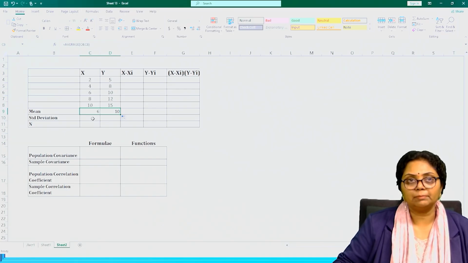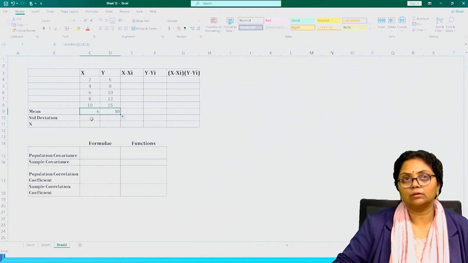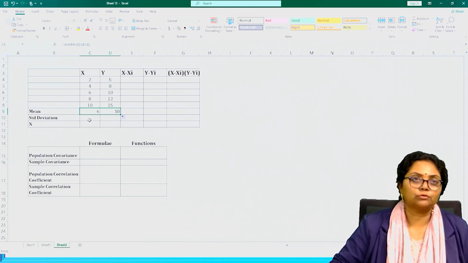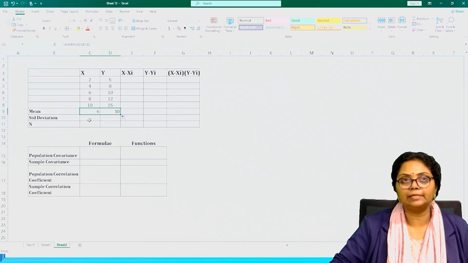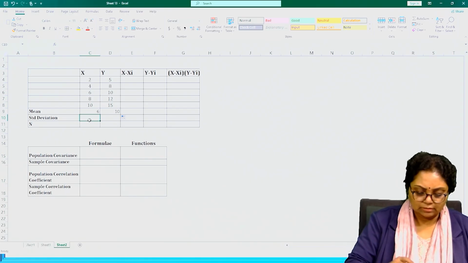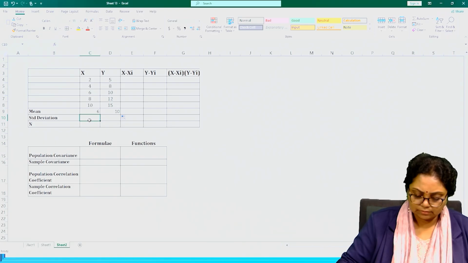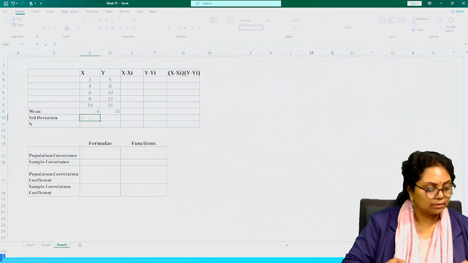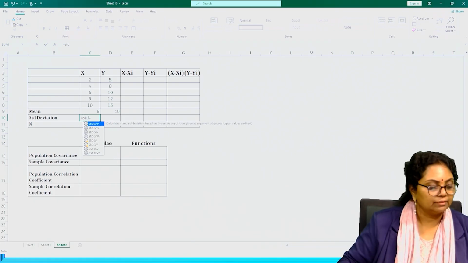At the same time, let us calculate the standard deviation for the x and y variables also, because for calculating the correlation quotient we need the standard deviation of both variables. The formula here: put the cursor, select the cell, press the equal to symbol and just type STD. Here we are going to get the standard deviation of the population and also the standard deviation of the sample.